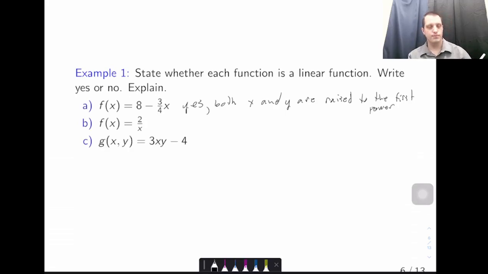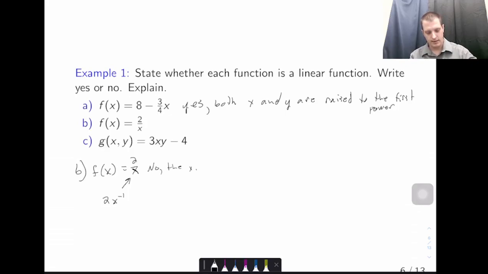All right, I'm going to write down B down here so that my answers don't fall on each other. For B, I'm going to say no. This is because this x is actually a 2x to the negative 1. It might be a 1 power, but it's a negative 1 power, so it doesn't actually fit the bill. So the answer is no.